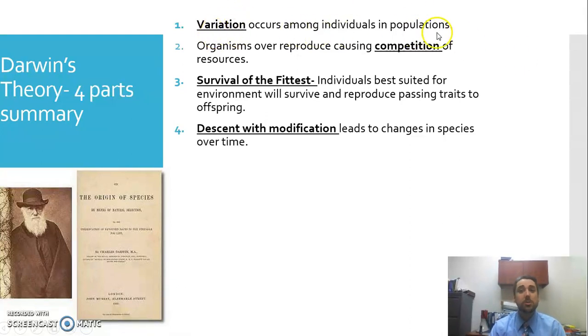So in summary, here are four parts that he wrote in his book, The Origin of Species. Variation occurs among individuals. Competition, because we over-reproduce. Survival of the fittest: those best suited for the environment will survive and reproduce, passing traits to the next generation. And then we have descent with modification. That's the idea that when we pass on the traits, we're changing slightly, right? We know that sperm and egg cells combine, so we get a little combination difference; this idea of sex is leading towards differences. And what he didn't know about is mutations in the DNA code; slight mutations can lead to modifications. So this is what Darwin's theory is in a nutshell.